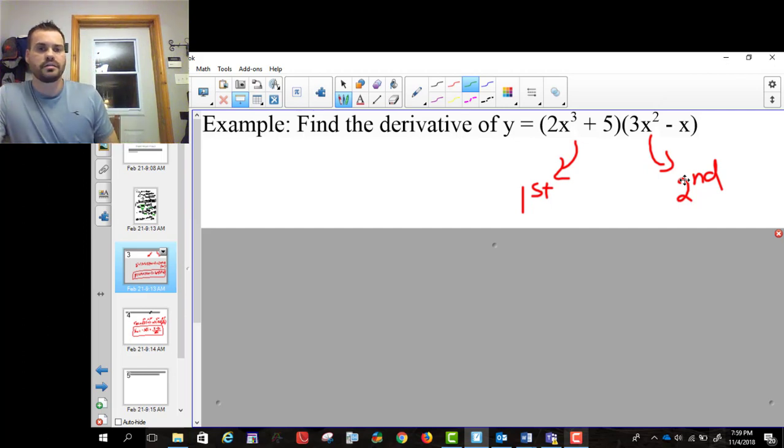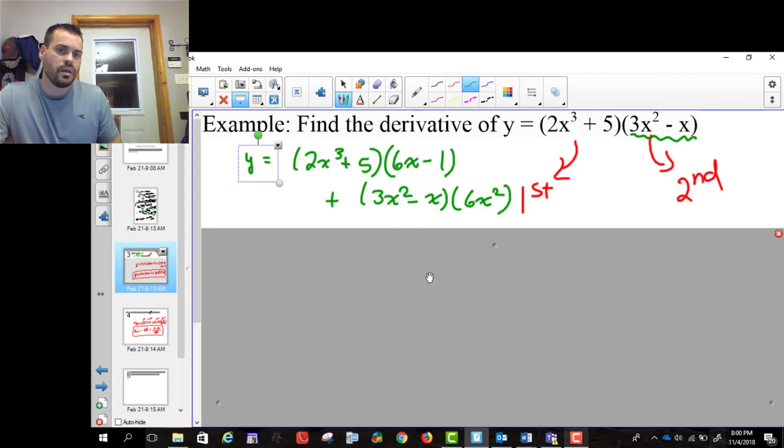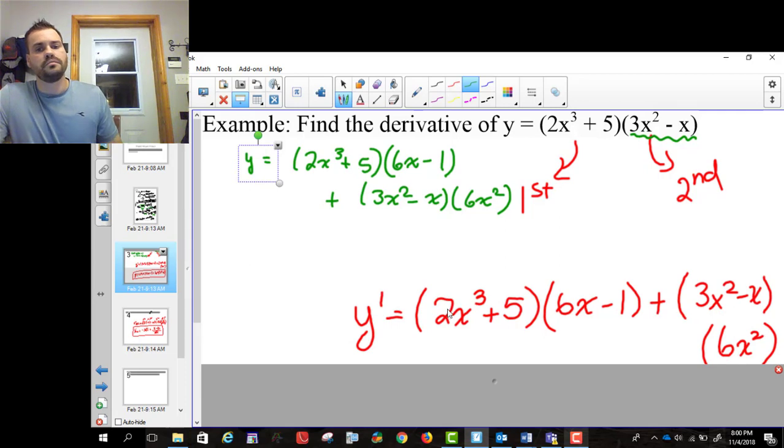But the product rule says, and I'm just going to do it here, I've got it done underneath, first of all, here's 2x cubed plus 5. We're going to multiply it by the derivative of the second function. So I'm going to multiply it by this derivative. So that's going to give me 6x minus 1. And then it's plus the second function, so 3x squared minus x, multiplied by the derivative of this. The derivative of that is 6x squared because of the power rule. Bring the power down, 3 times 2, and then subtract 1 from the power. And the derivative of 5 is 0. So that's my product rule. Okay? Which is what I have there.